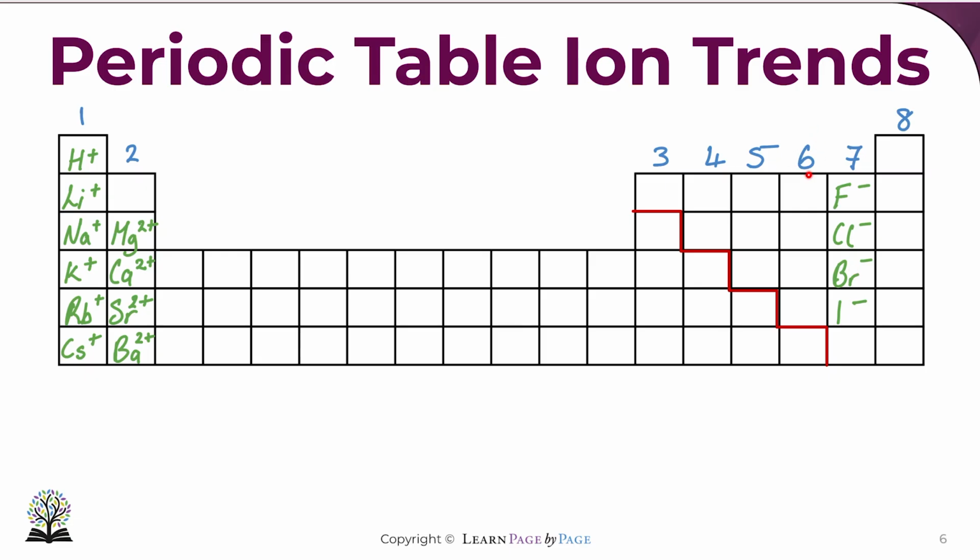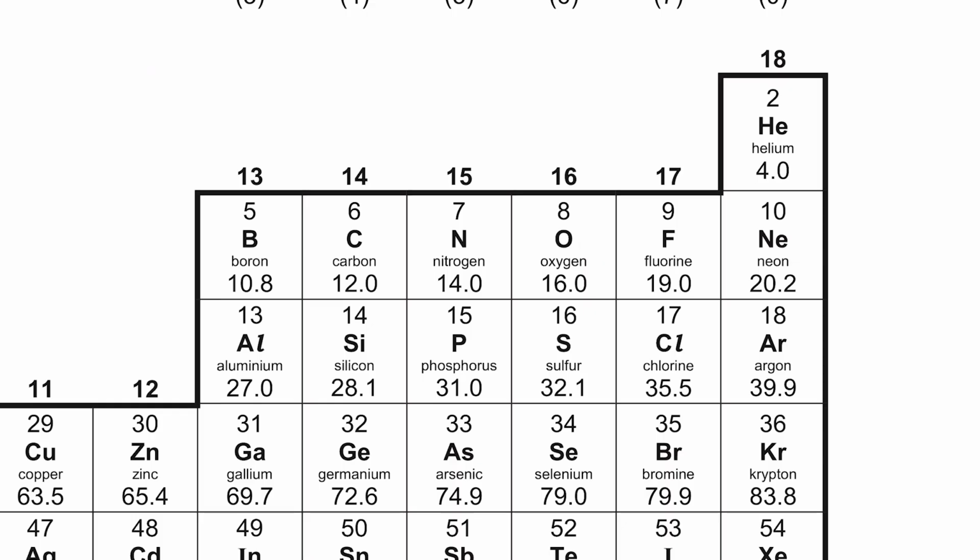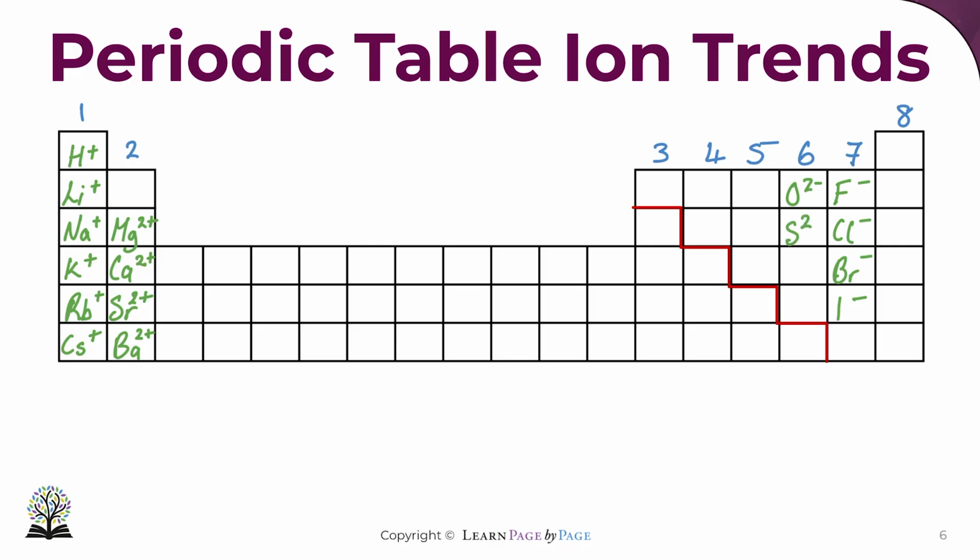Next, we'll look at group 6, and the key elements here are oxygen and sulfur. So oxygen, sulfur, again, we won't worry about these ones down here. They're not used in advanced chemistry. And as they're in group 6, they need to gain 2 electrons to have full outer shells. And so they make 2 minus ions. And they become oxide and sulfide.